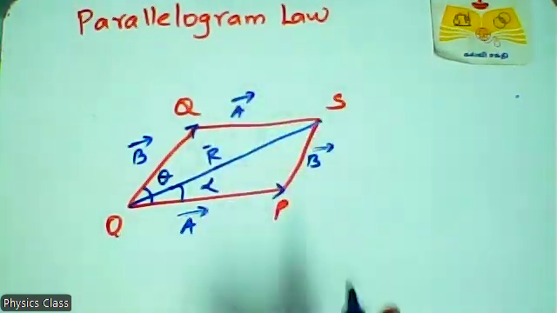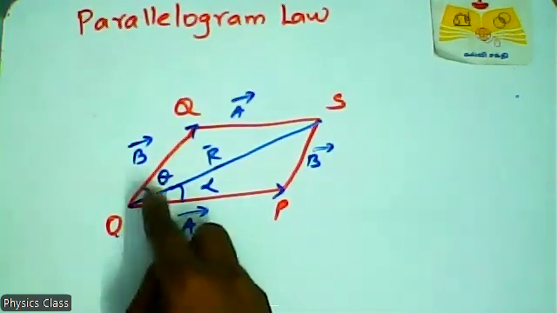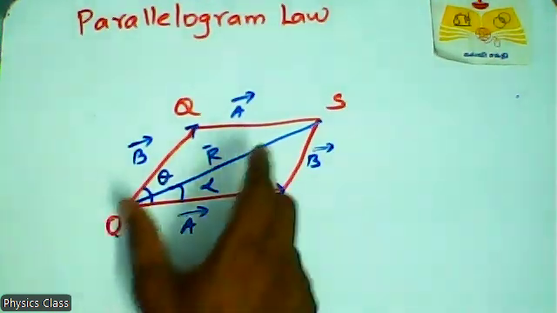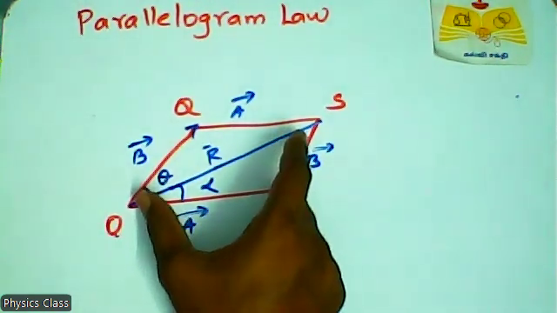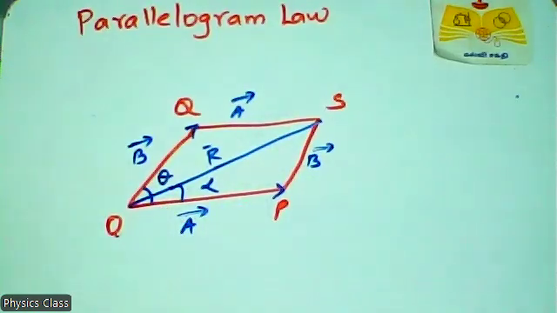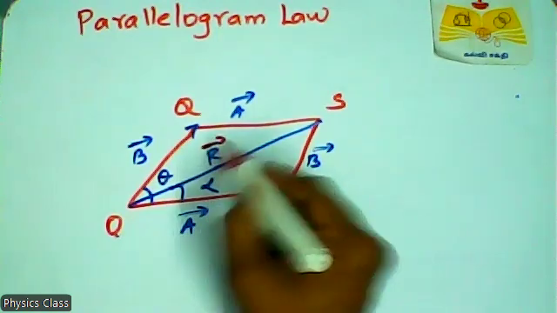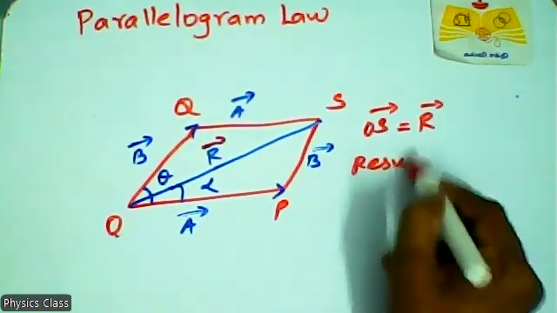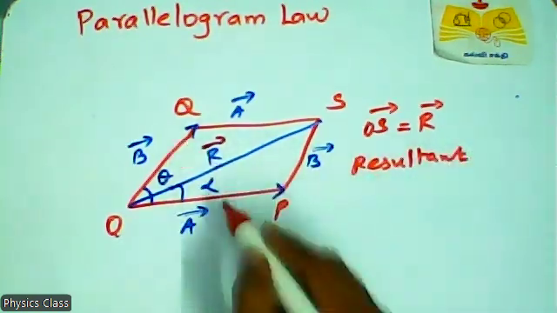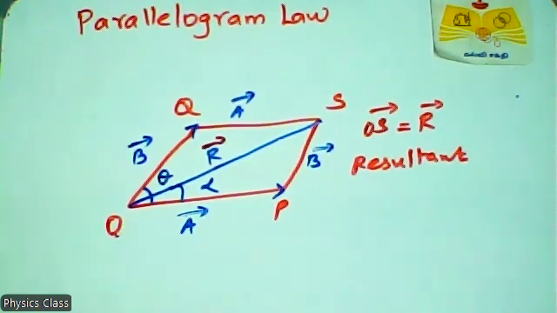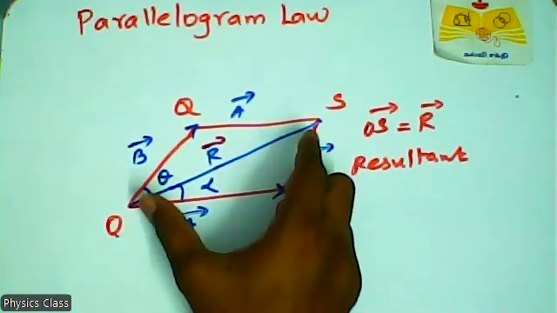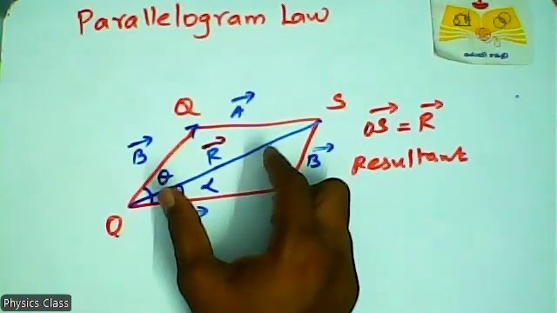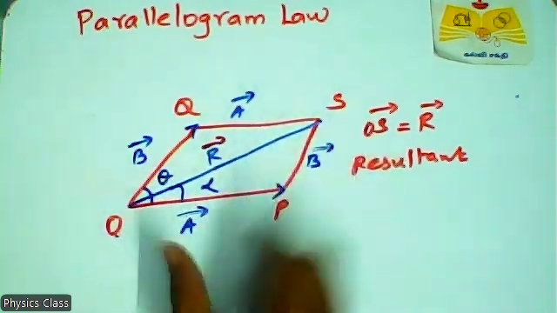This is also the A vector, and the angle between them is theta. The diagonal, this blue line, the diagonal OS, represents the resultant vector between these two vectors A and B. This resultant has magnitude as well as direction.